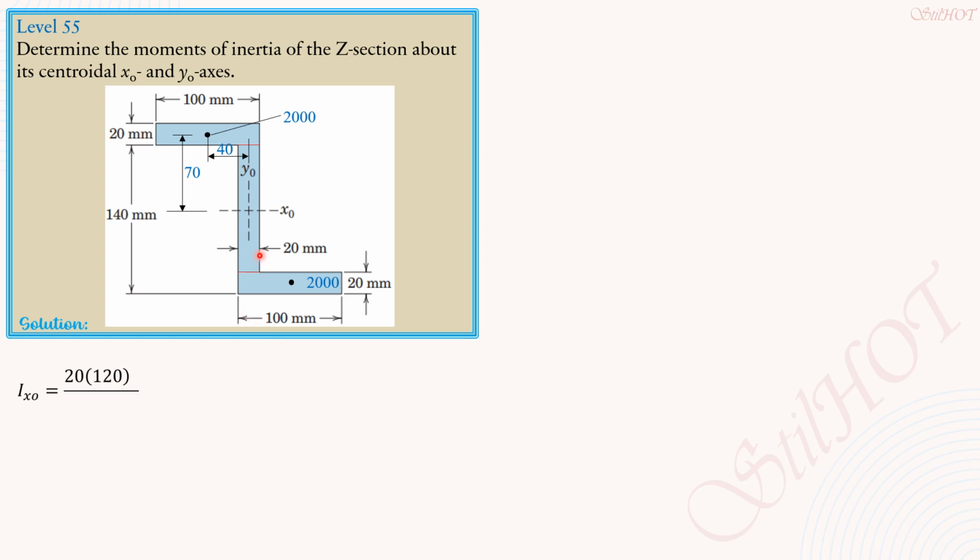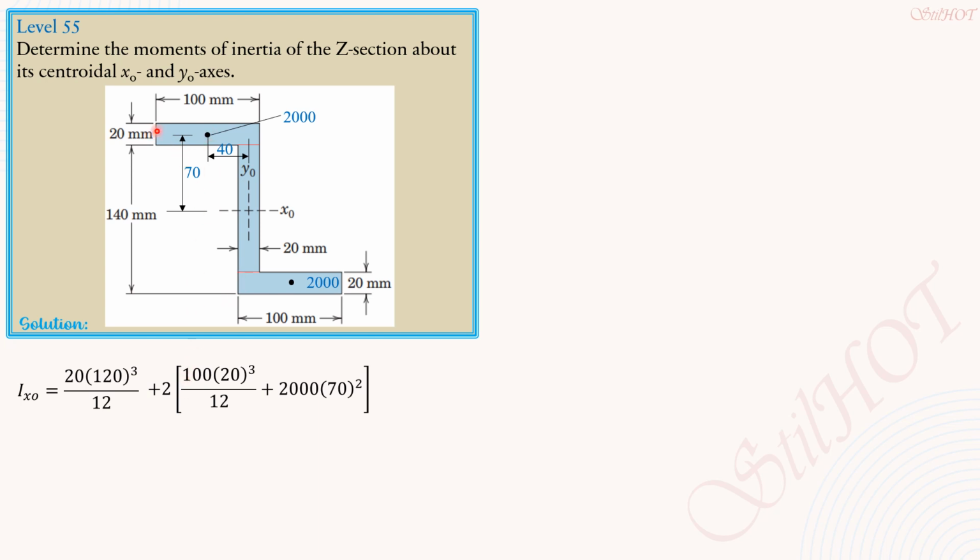So IXO equals 20 times 120 cube over 12 for this middle rectangle with respect to the centroid, because its centroidal axis coincides with the XO axis. Plus 2 times the moment of inertia of this rectangle, because it is identical with this rectangle here. 2 times 100 times 20 cube over 12 plus area 2000, distance 70 square. So the centroidal moment of inertia of this rectangle is transferred to the XO axis. They are parallel, and we multiply it by 2 because this rectangle is identical with that.